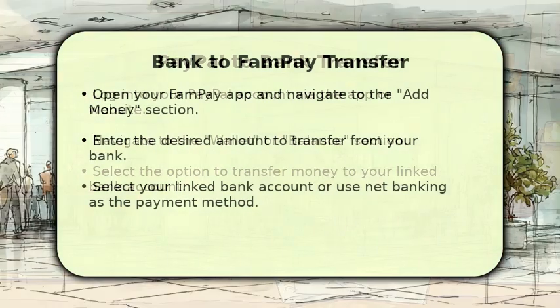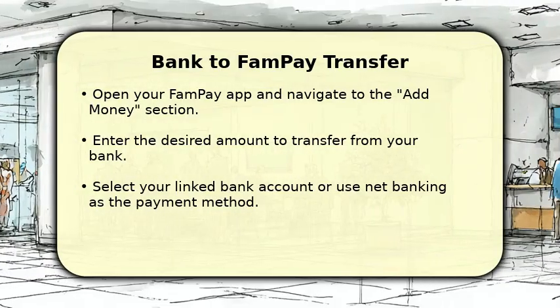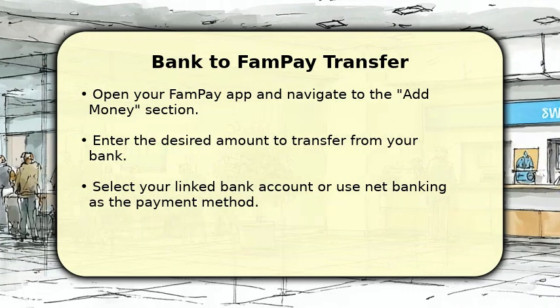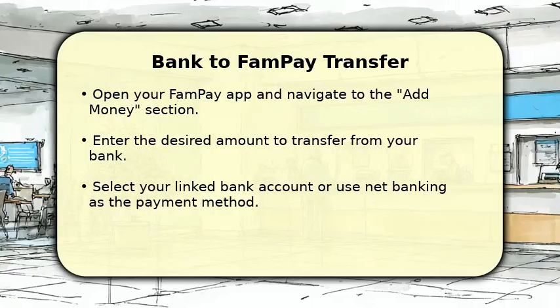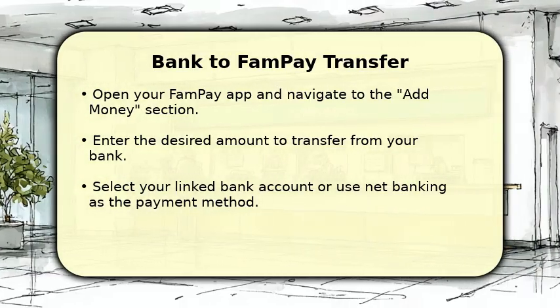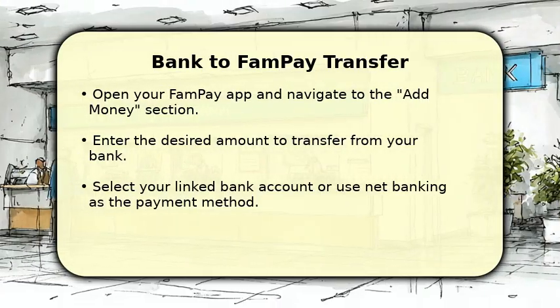Next, open your FamPay app and locate the Add Money button. Enter the specific amount you wish to transfer from your bank account. You'll then select your linked bank account or choose net banking as your preferred payment method. Confirm the transaction, and the funds will be successfully deposited into your FamPay account, ready for use.